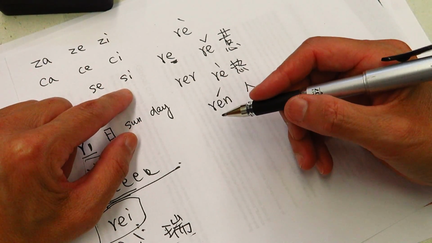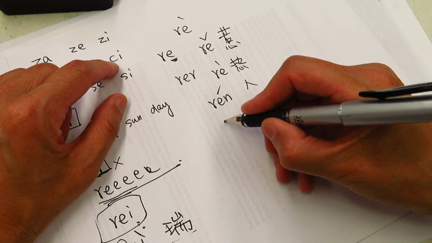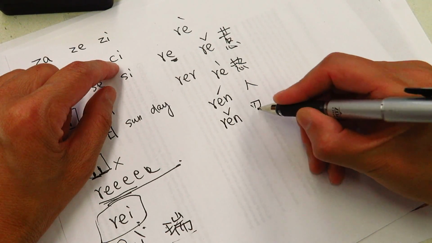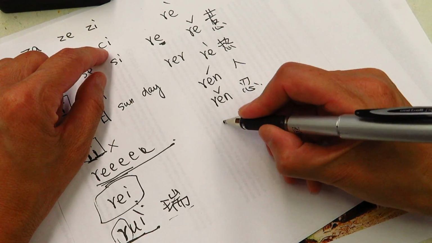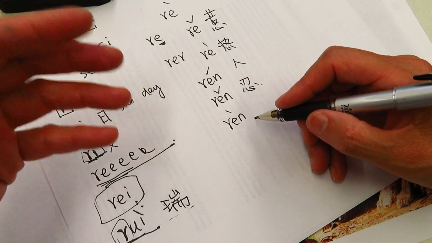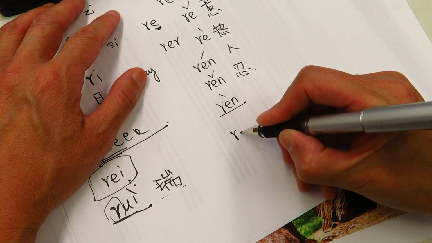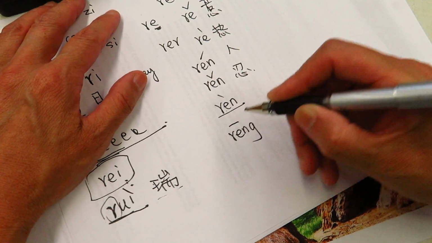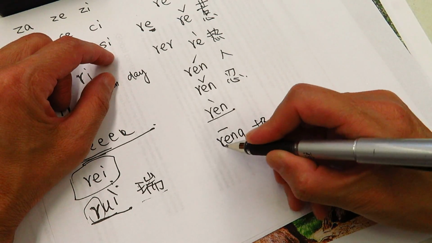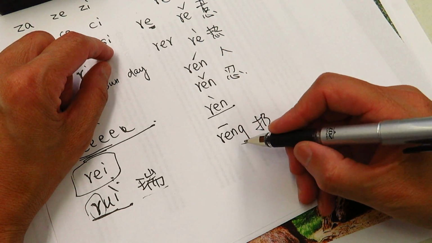So the sound is ren, ren, ren. Ren is endure. It's persistence and tenacious. And reng, reng is to throw away something. No, there is not such a word.